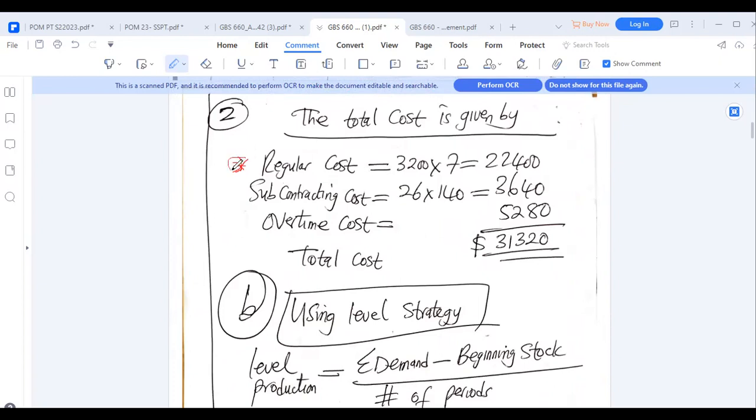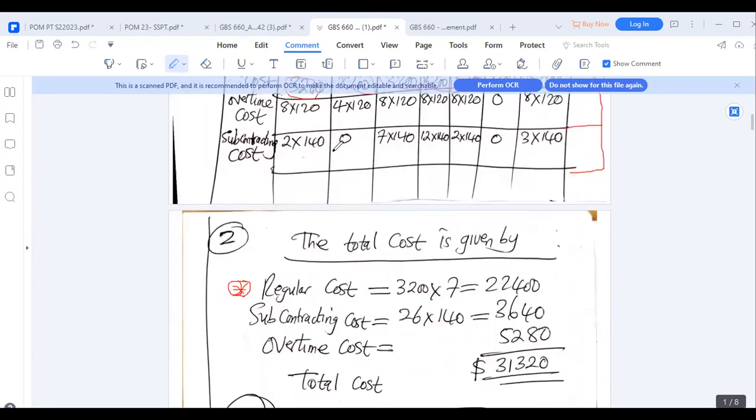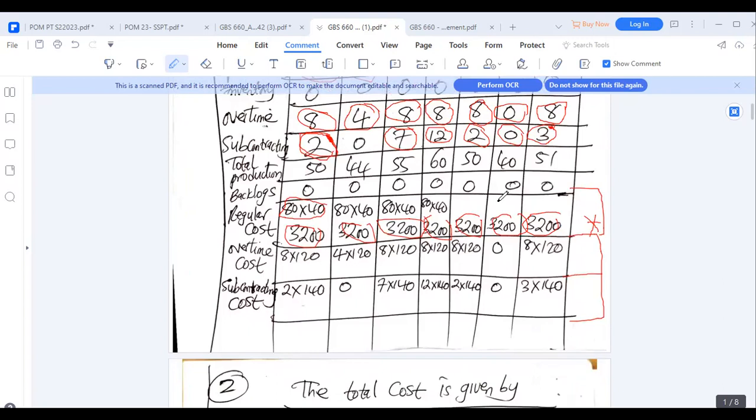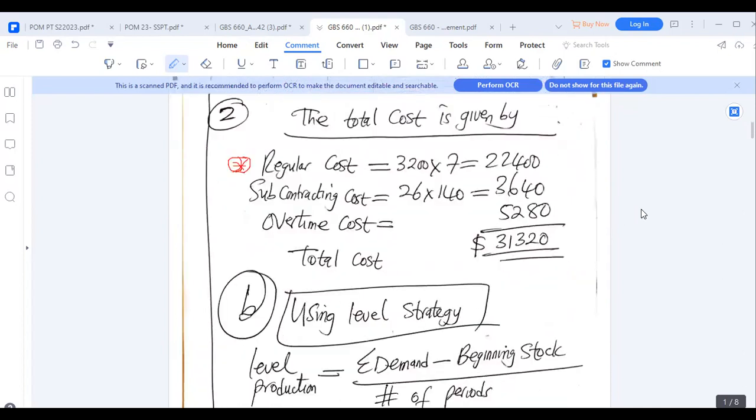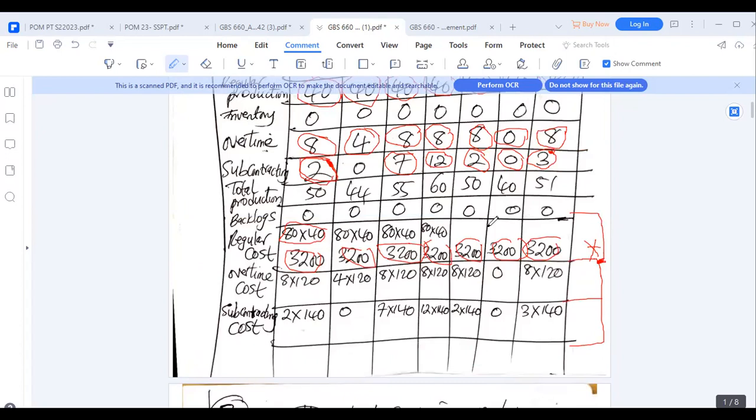Then the other thing that we are supposed to consider here is the overtime cost, which is the addition of all these ones, and then we are getting the overtime cost of 5,280. Then the subcontracting cost, we are getting down to it.